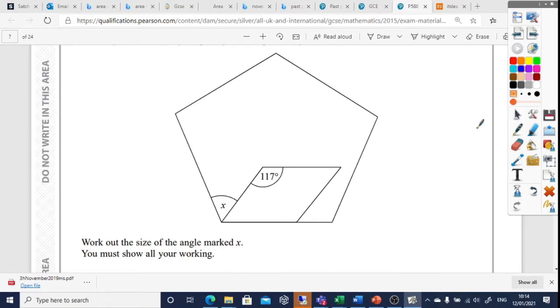Okay, so I've got a pentagon here, and inside is a rhombus. This rhombus is 117. We need to find x. Okay, so I'm just going to find out every angle I can, just for the hell of it. I know that there's 117 because opposite sides of a rhombus are the same. I also can work out these 2 angles as well.